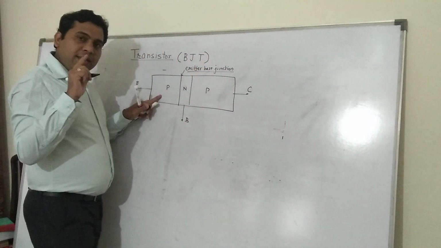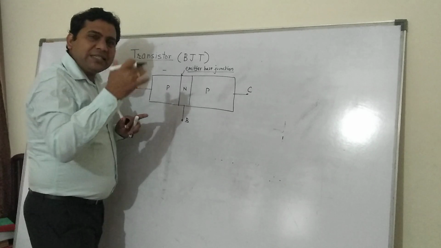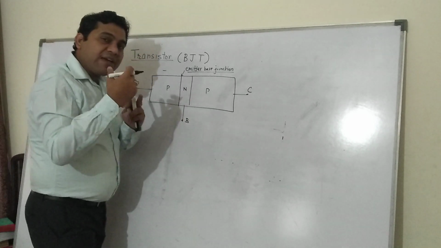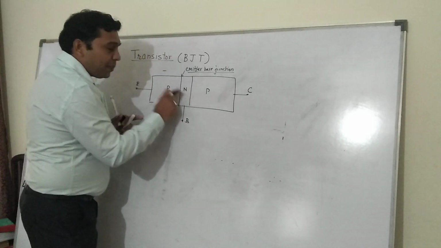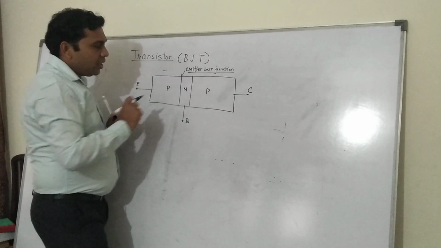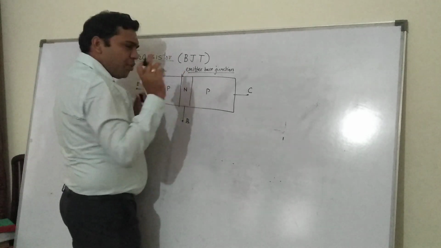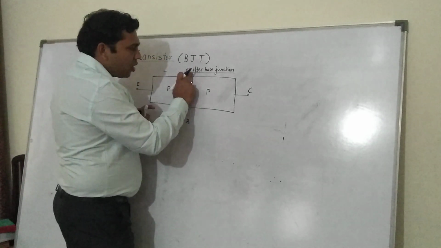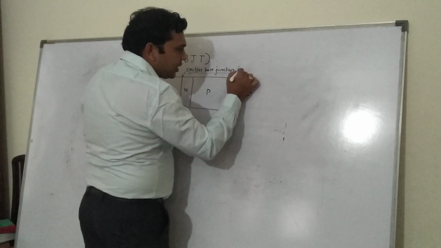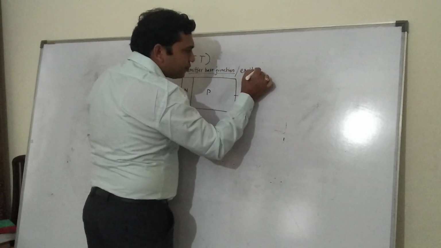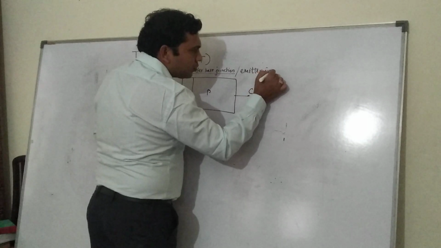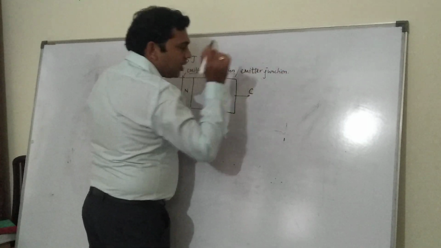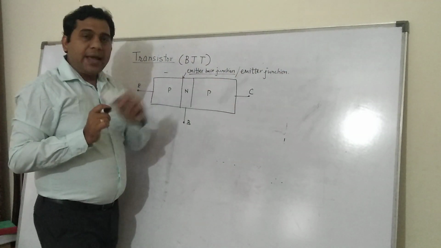So definitely this works as a PN junction diode. Whatever we have understood in the diode, we need to apply here. Number one thing. This is another junction. In some books, this emitter base junction is also called an emitter junction.